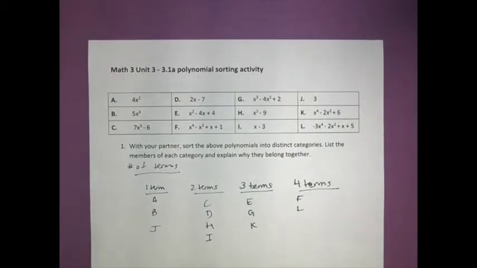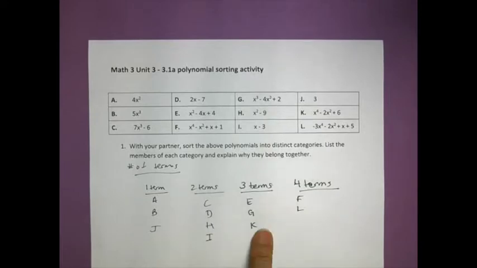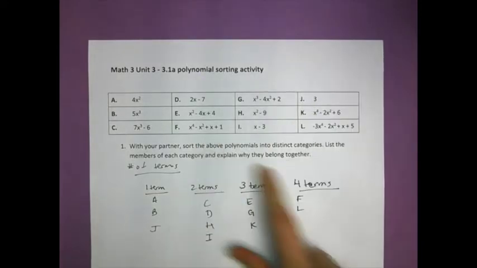The two most common ways that I have seen students sort them is by the number of terms, so 1 term, 2 terms, 3 terms, and 4 terms. The monomials right there, binomials here, trinomials, quadrinomials, all sorted.